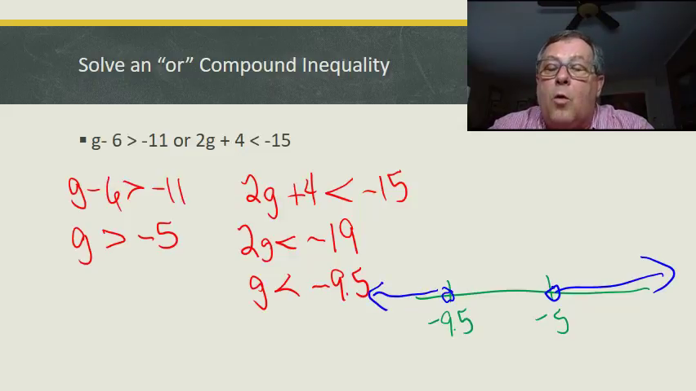It's a compound OR inequality. It's going to be the union of the two solution sets, bringing the entirety of both of the two solution sets into the overall solution set. And there we go. I am done. We have solved and we have graphed this OR compound inequality.